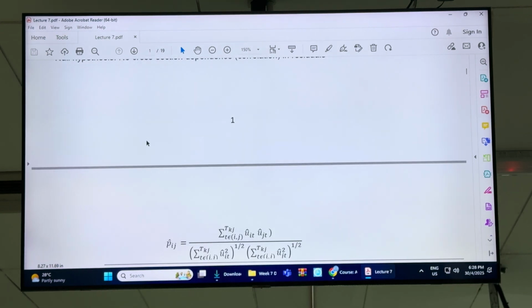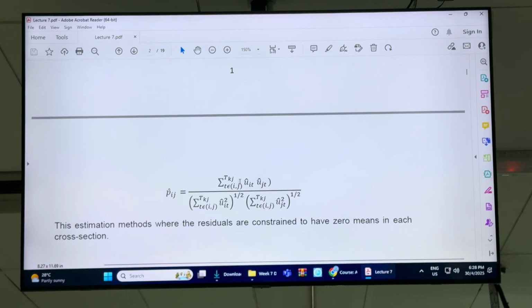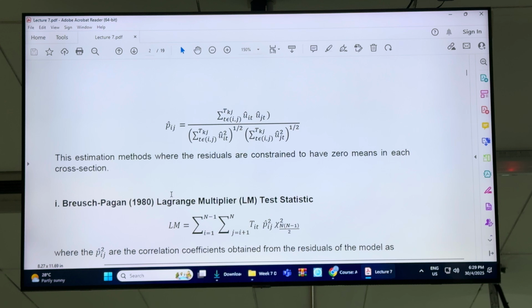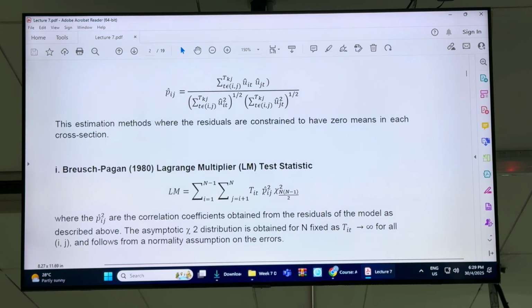So they compute the residuals. After they compute the residuals, they calculate the residual with the residual, and the residual to the power of 2, meaning the residual sum of squares, across the firms over time. Then they get the rho. Once they get the rho, they try to form their test statistic.